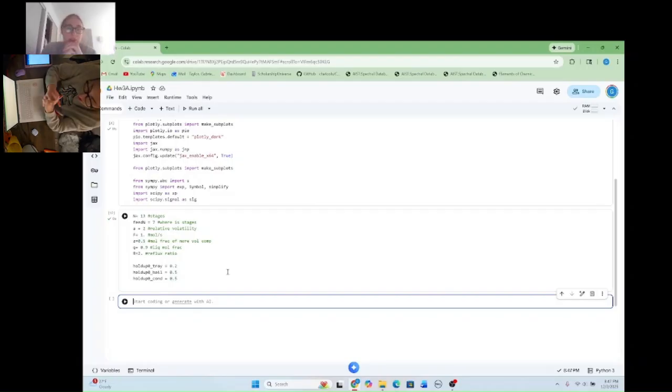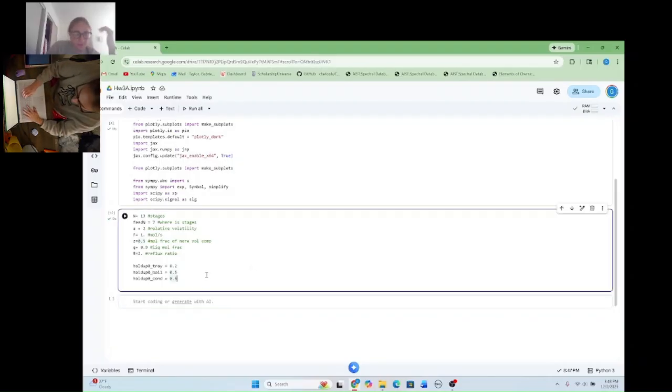And then we have our reflux ratio. Another thing important to know is the reflux ratio is the part of the liquid coming from the condenser and going down, and that is a ratio relative to what is leaving through the distillate. So that's important to know. And then we have our holdup at the tray is 0.2, the holdup at the reboiler is 0.5, and the holdup of the condenser is 0.5.